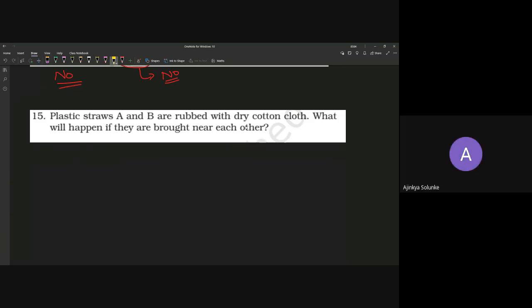See, even if you do not have the knowledge of what kind of charge plastic is going to have after rubbing with cloth, at least you know that if you rub straw A and straw B with the cloth, both are going to get the same charge. Let's say, for example, if A gets positive, B will also get positive. If A gets negative, B also gets negative, because they are of the same material. And if the charges are the same, according to our information, what happens? Repulsion. So we will have repulsion, not attraction, because the material is the same, so technically it should have the same charge. It cannot have different charge.